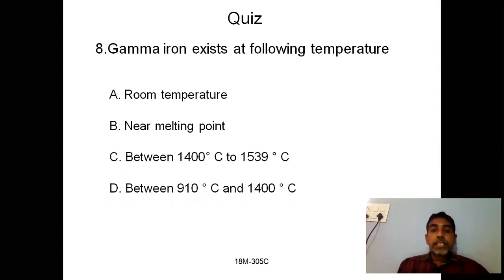Gamma iron exists in the following temperature. At what temperature do you have gamma iron? 910 to 1400 degrees centigrade. Okay, 910 to 1400 degrees centigrade you are having gamma iron.